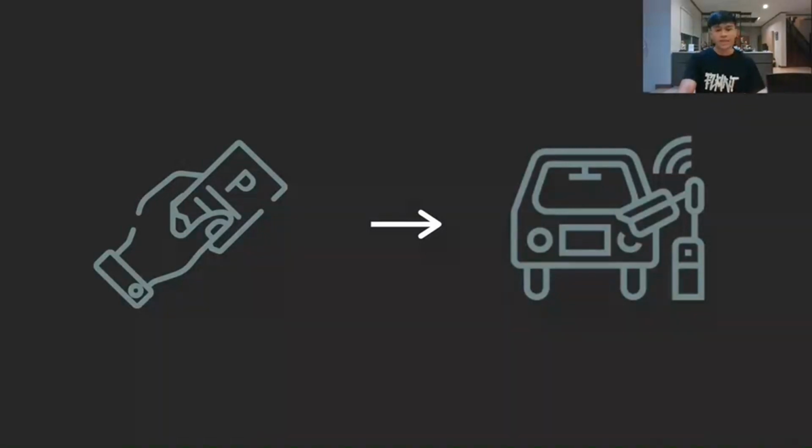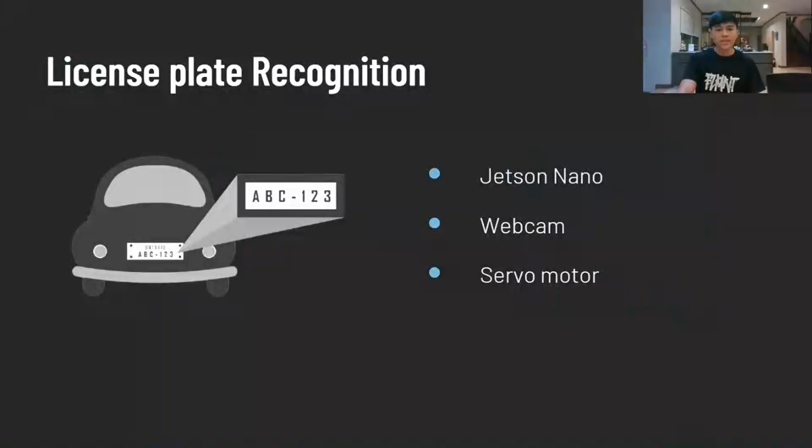This system utilizes license plate recognition to detect and read the license plate of a car. We are well aware that it already exists and is commonly used. However, we are really interested in how it works. So we decided to simulate license plate recognition by using just a Nano, a webcam camera, and a servo motor.